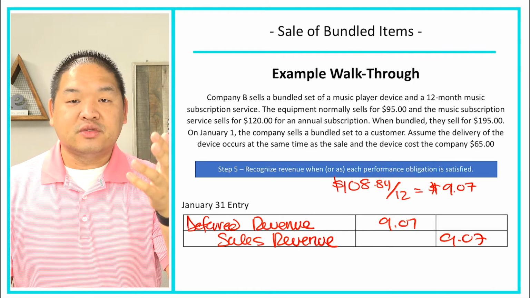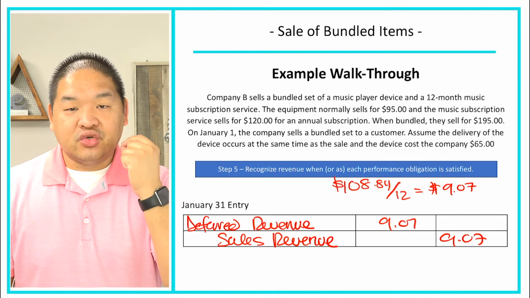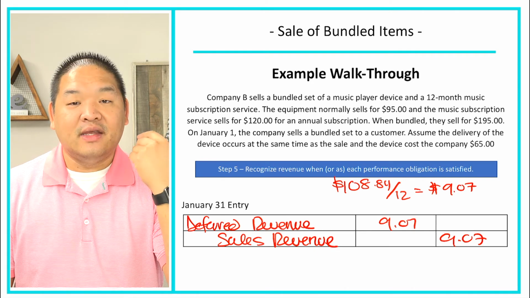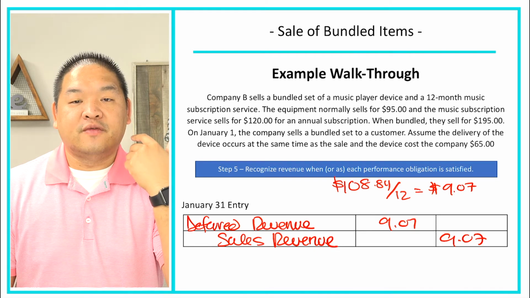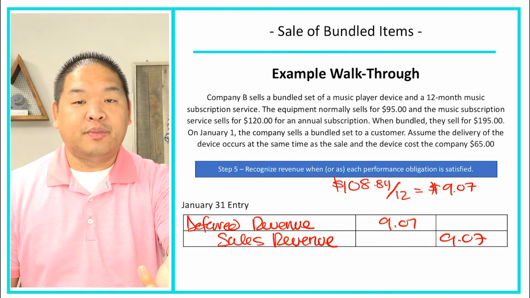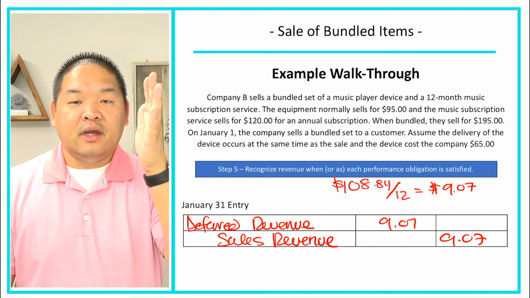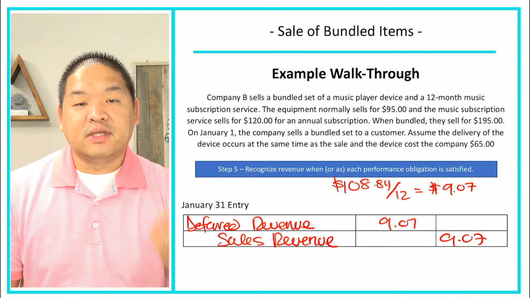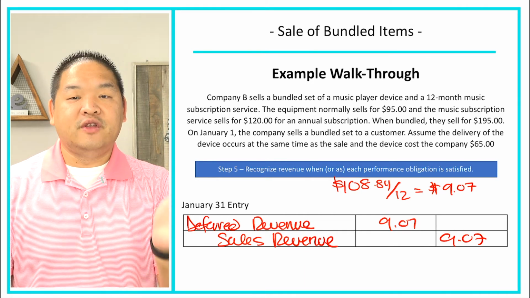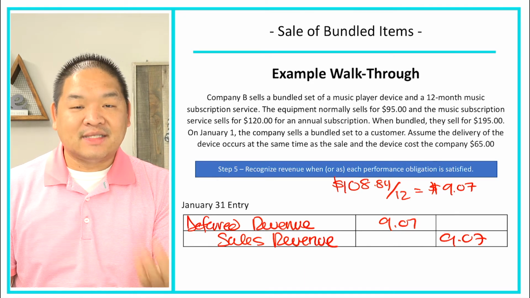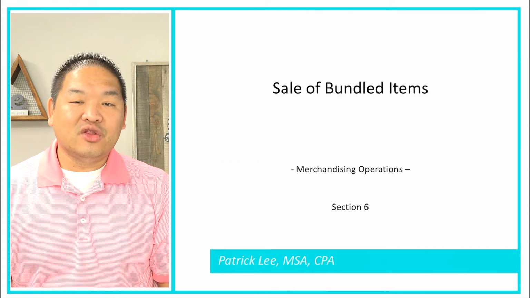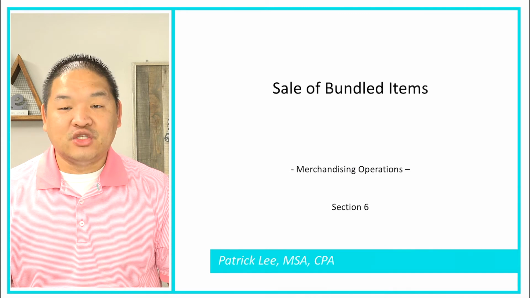Then when the customer decides to renew, we'd probably sell it at full retail price instead of a bundled price, so that a year from now we would defer $120 that the customer would pay us, and then we would do the adjustment here of $10 a month, moving that deferred revenue into the revenue account as time goes on, and we've earned that revenue. So that is a look at the sale of bundled items.